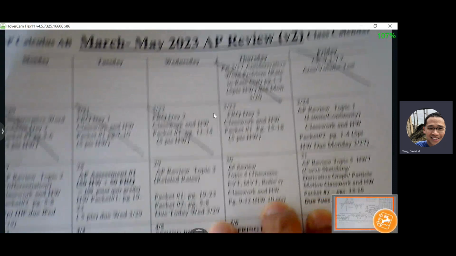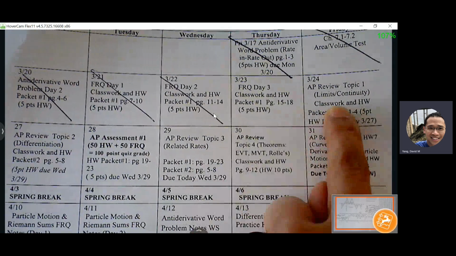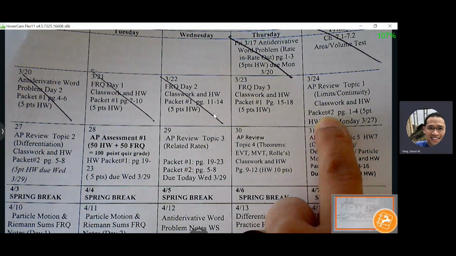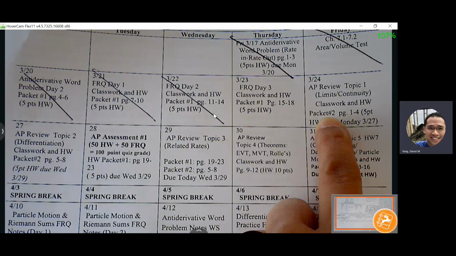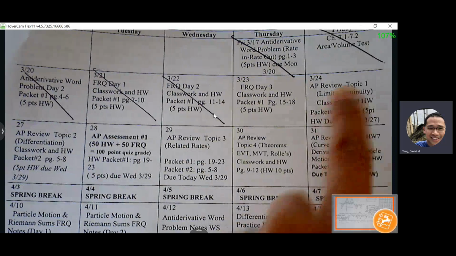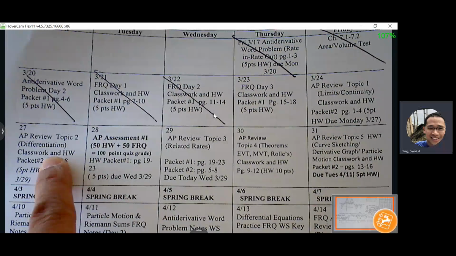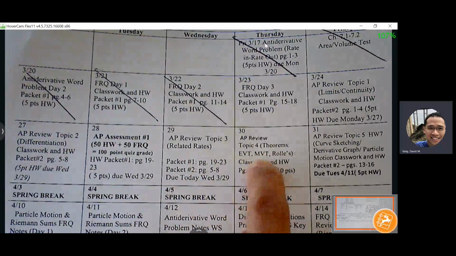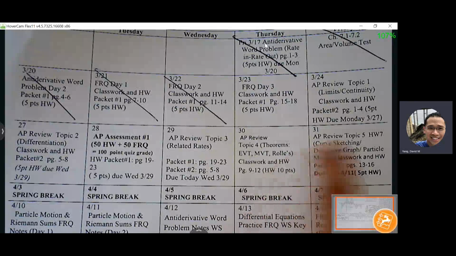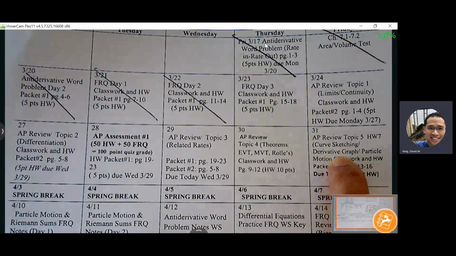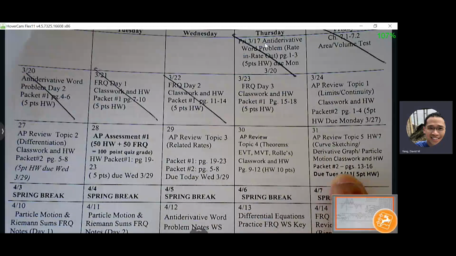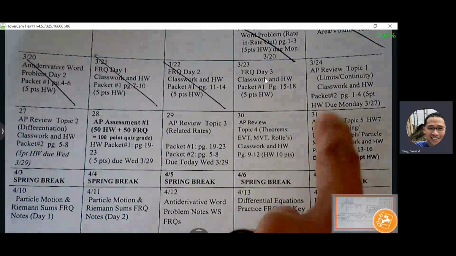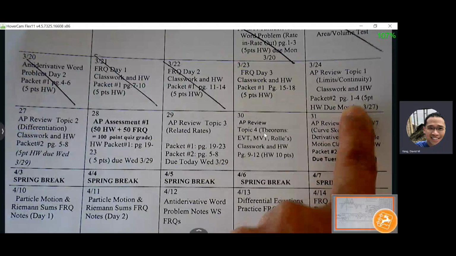Okay, so today we're going to start review from packet two. In packet two, I've put in a lot of first semester topics such as limits and continuity, differentiation, related rates, and then theorems such as EVT, Mean Value Theorem, Rolle's, and then also curve sketching, derivative graph, and particle motion. Okay, and on Monday, I'll be checking pages 1 through 4.